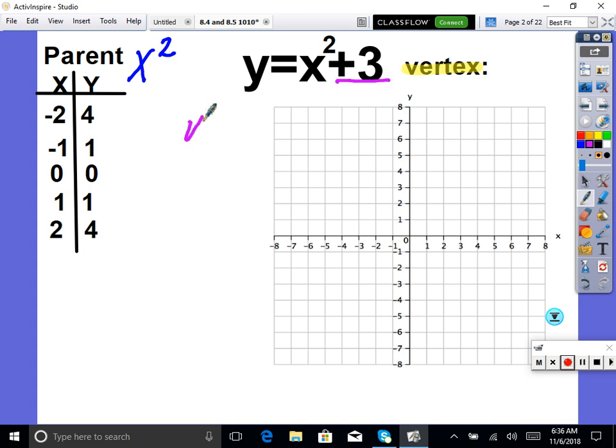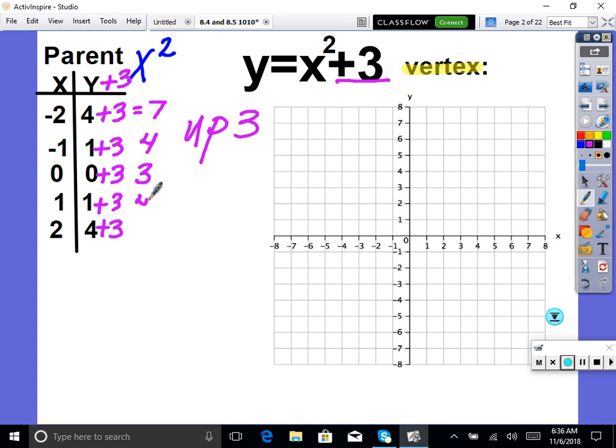Up 3. So that's a y shift, everybody. Up 3 is going on the y-axis. So take all your y values and you're going to add 3 to them. Add 3, add 3, add 3, add 3, add 3. So our new y values are 7, right? 7, 4, 3, 4, 7. It should be symmetric, right?